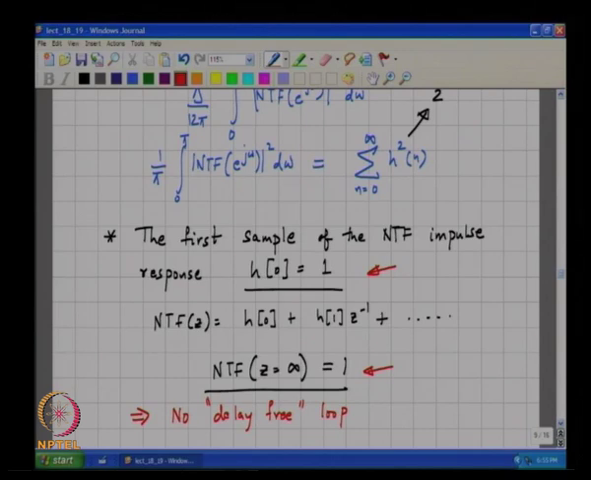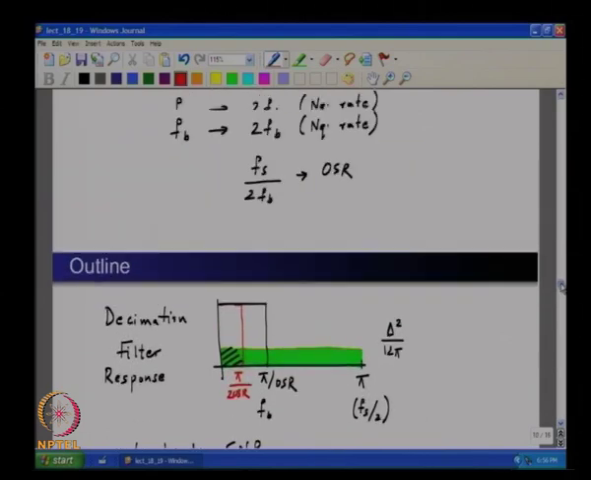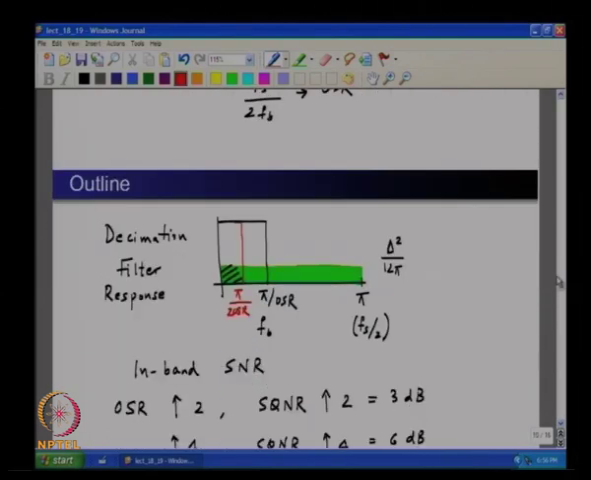So, in other words, if somebody gave you a high pass filter transfer function and told you that this is an NTF, how will you check? What is one sanity check you must do? If somebody gave you some high pass filter transfer function and told you that this is the noise transfer function of a delta sigma modulator, one sanity check is to make sure that when you evaluate the transfer function at z equal to infinity, you must get 1, right. You understand? And this is coming because of the delay free loop not being tenable.